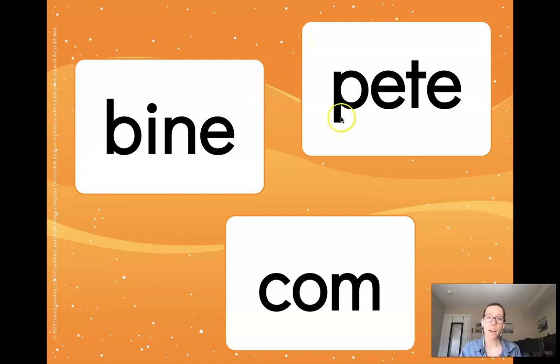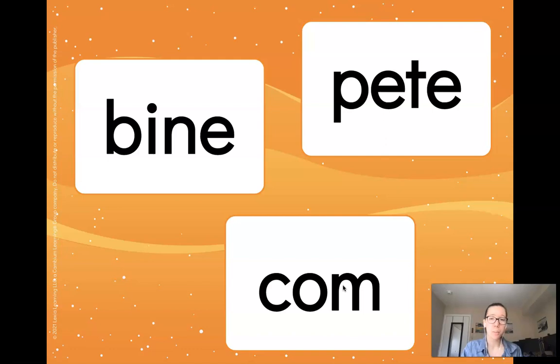Up here at the top, we have P-E-T-E. This word also has a silent E, which means our E in the middle here is going to be long. So if we sounded it out, it would be P-E-T. Peat. Very good. And down at the bottom, we have C-O-M. This word does not have a silent E, so it's going to have a short syllable, K-A-M. Calm. Very good. So our syllables here are bine, peat, and calm.